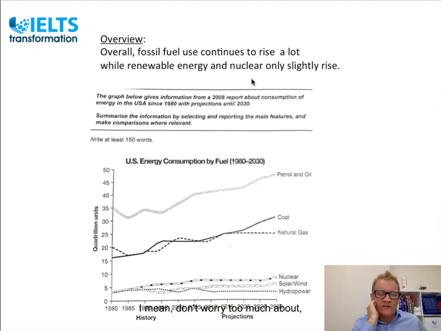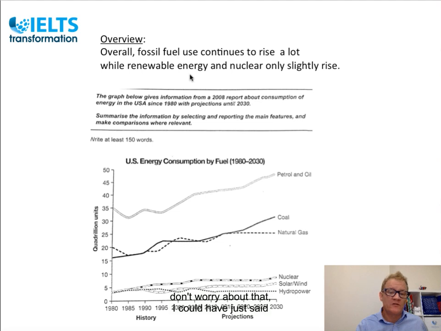So that covers it really. I mean, don't worry too much about, oh, I don't know the word fossil fuel. Don't worry about that. I could have just said overall, petrol, oil, coal and natural gas continue to rise up. That would have been fine. Most of my examples that I'm showing you are a model of what we would expect for a band 9. Okay.